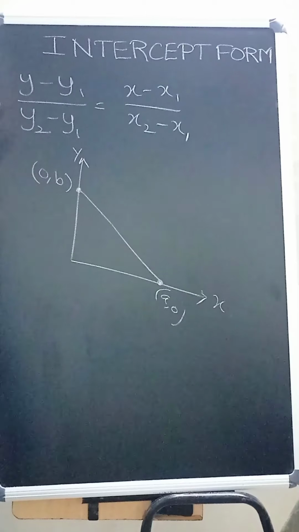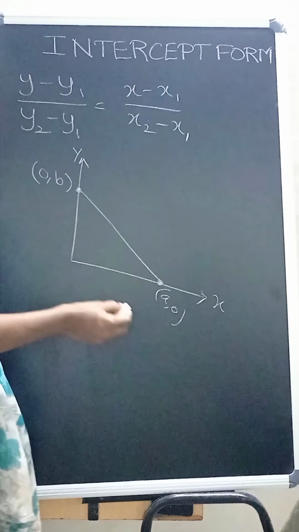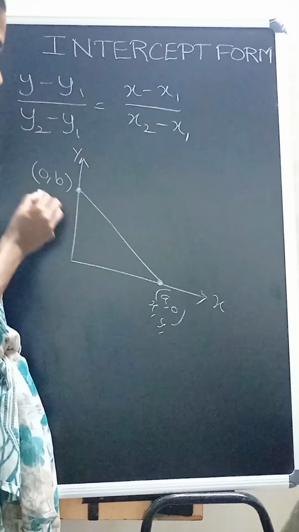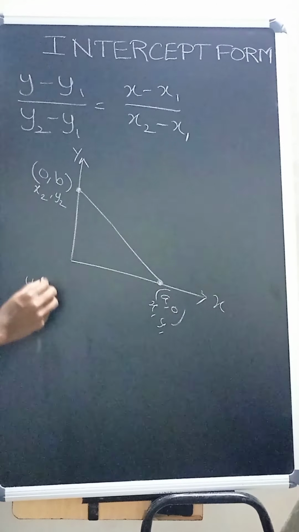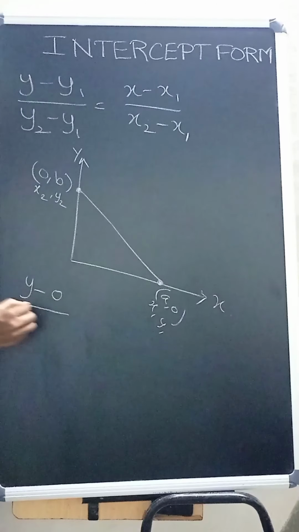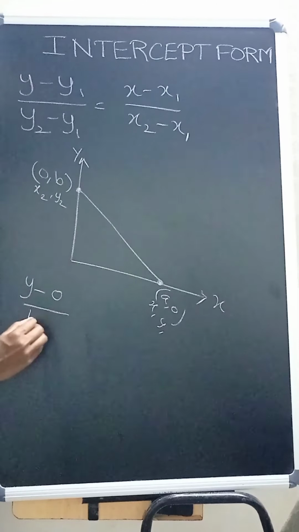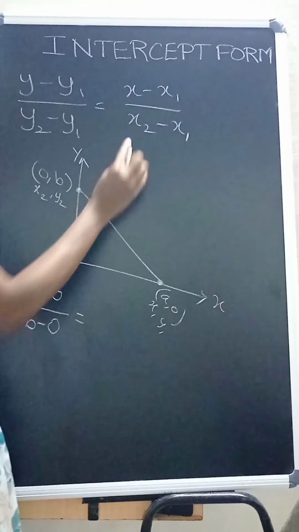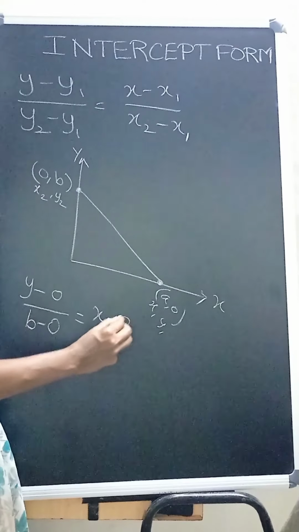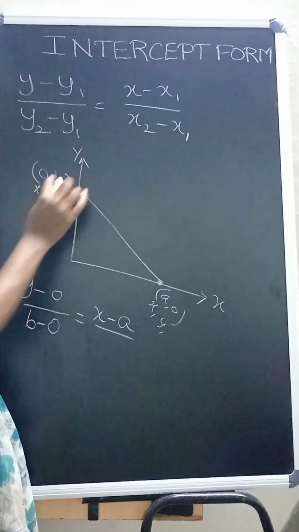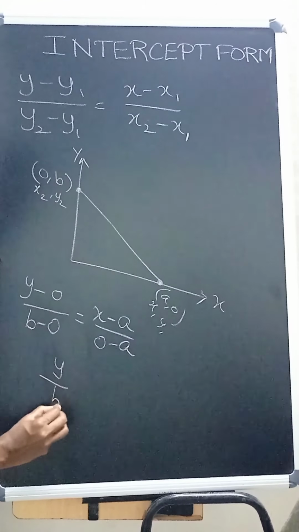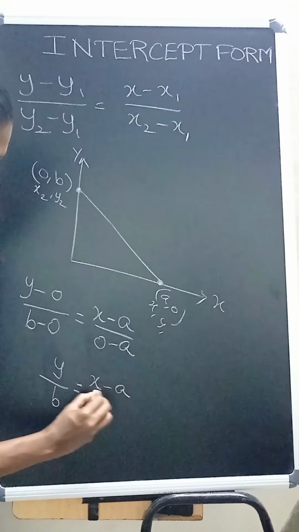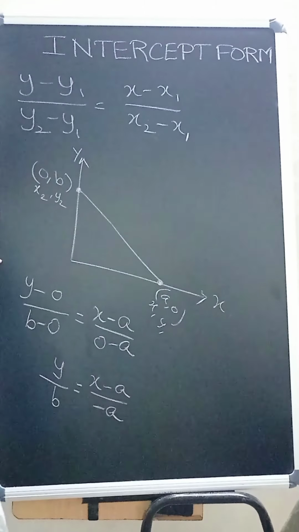Now what is the two-point form you have? (y minus y1) by (y2 minus y1) is equal to (x minus x1) by (x2 minus x1). Now here we have x1, y1 and x2, y2. Substitute the values. y minus 0 divided by b minus 0 is equal to x minus a divided by 0 minus a. You will get y by b is equal to (x minus a) by minus a.